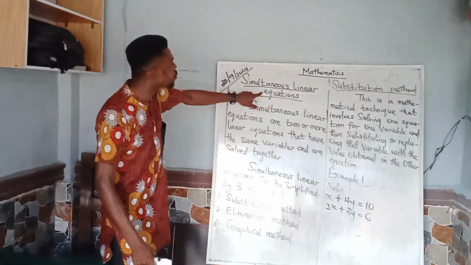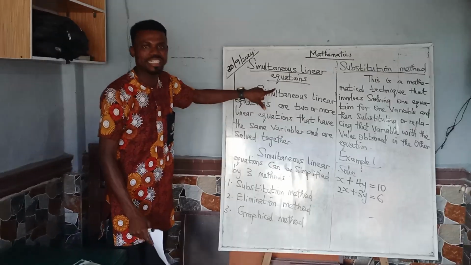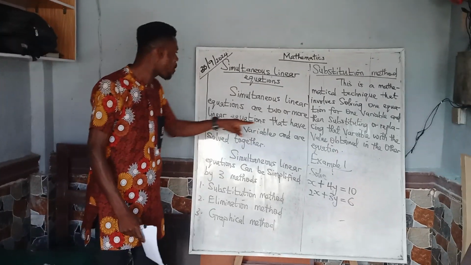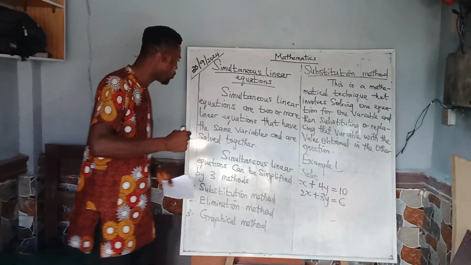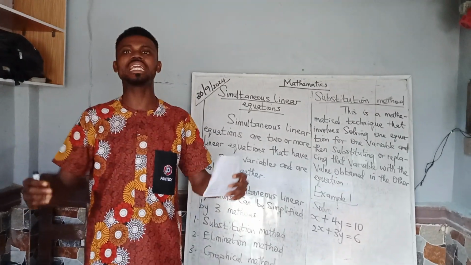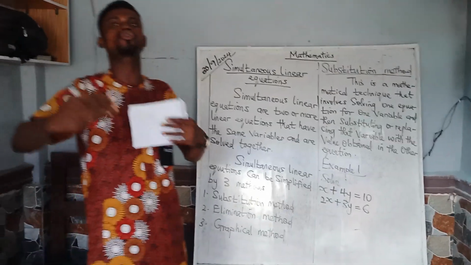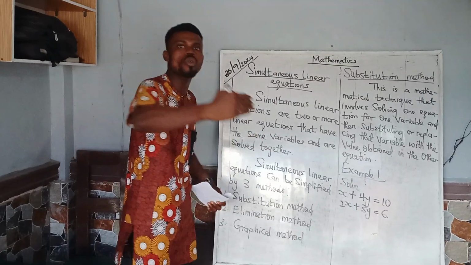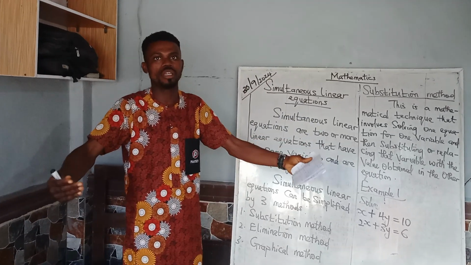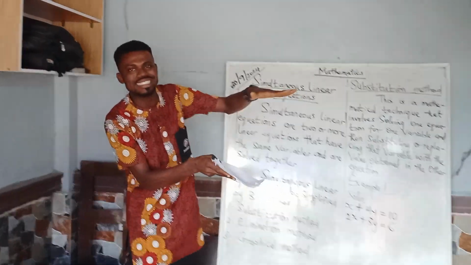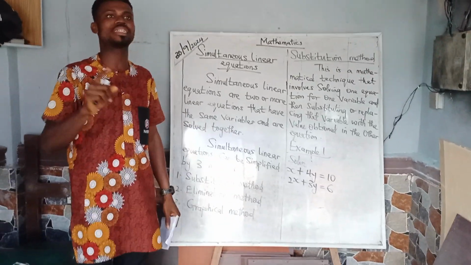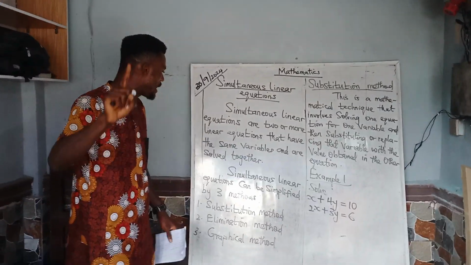And today we are moving to simultaneous linear equations. Now, what do we mean by that? Simultaneous linear equations are two or more linear equations that have the same variables and are solved together. There are times in mathematics where you are given two linear equations to solve at the same time. The two equations have the same variables, which could be x and y as the case may be. That is what we refer to as simultaneous linear equations.